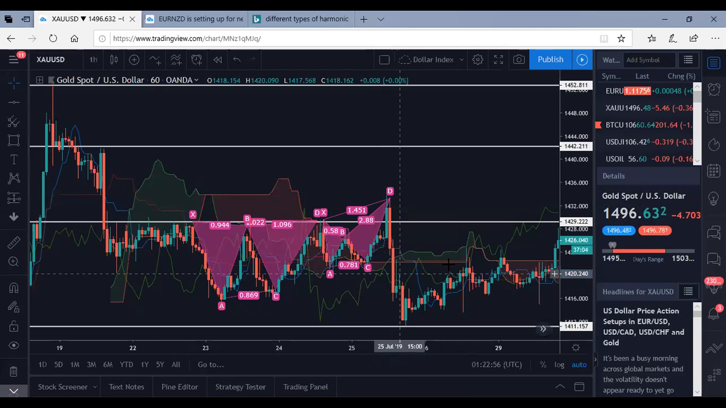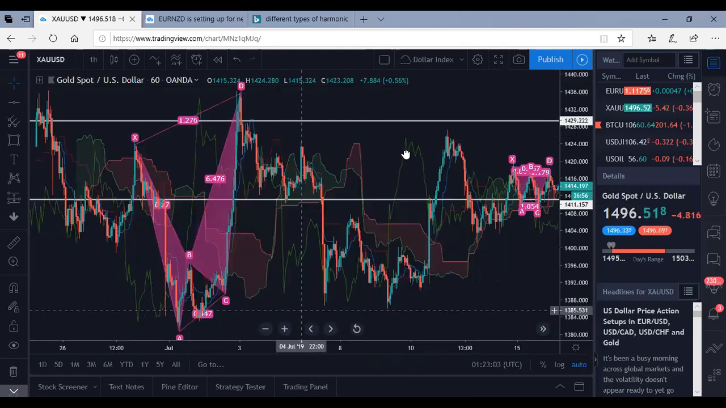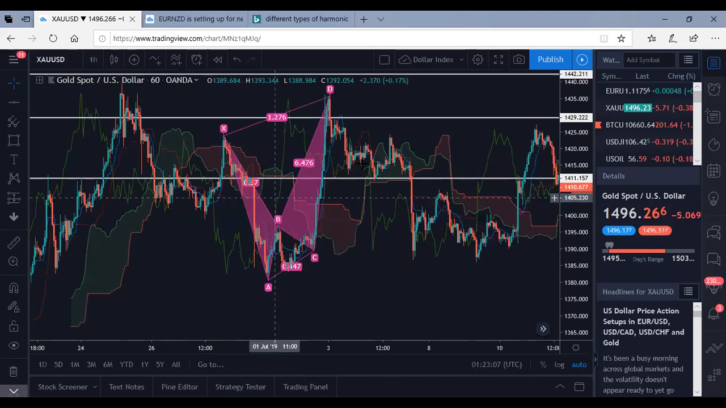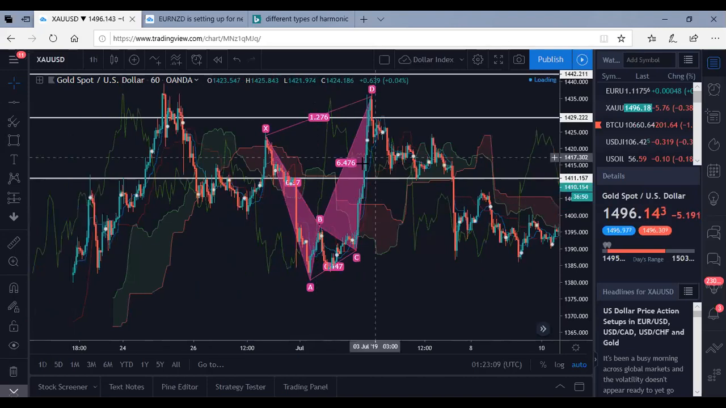And I also drew another bat for y'all. It was more like a bat, right? So this was a pretty good trade.